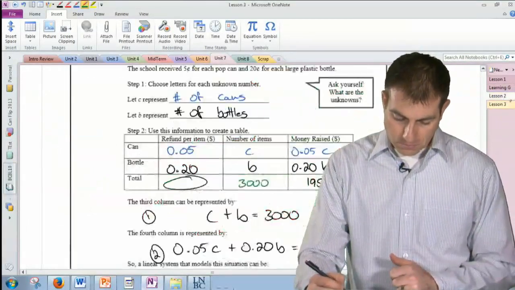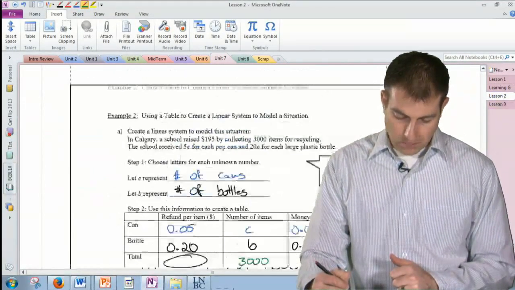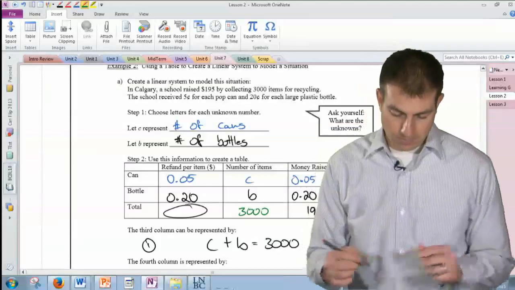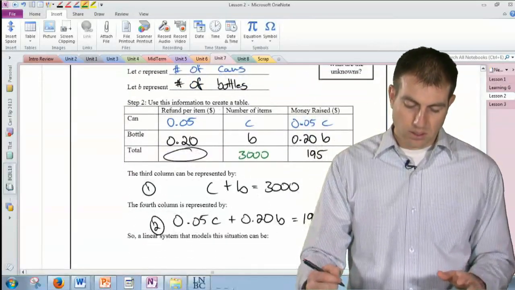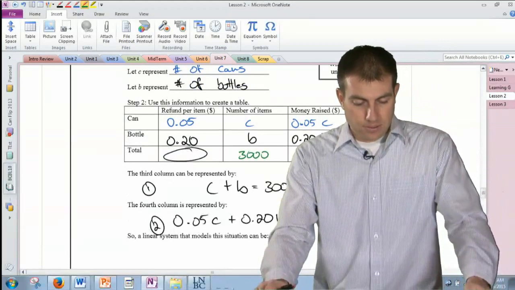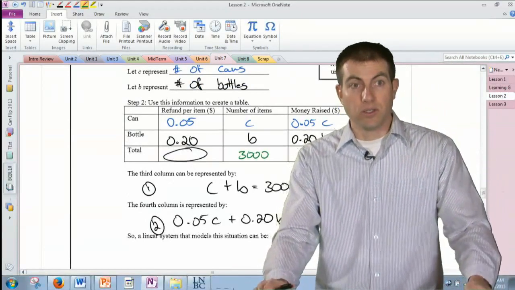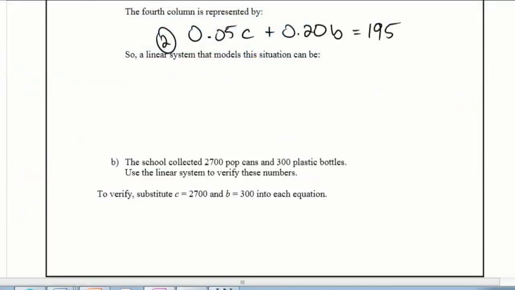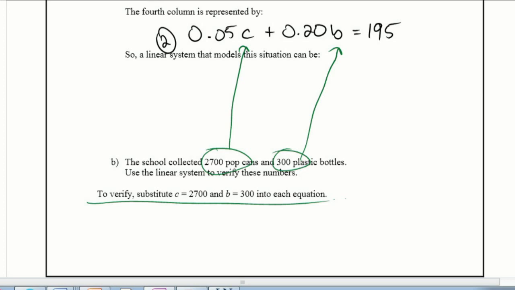Thinking no. Okay, so lesson 2, I kind of left you guys hanging on example 2, where we had an equation, and then we had another equation. So we had 2 equations, and it just asked you to say, okay, 2,700 pop cans, 300 bottles, so substitute 27 in here, substitute 300 in here, even says it right there, and figure out if it equals 195. If it does, then your system was right. That was where I left you.